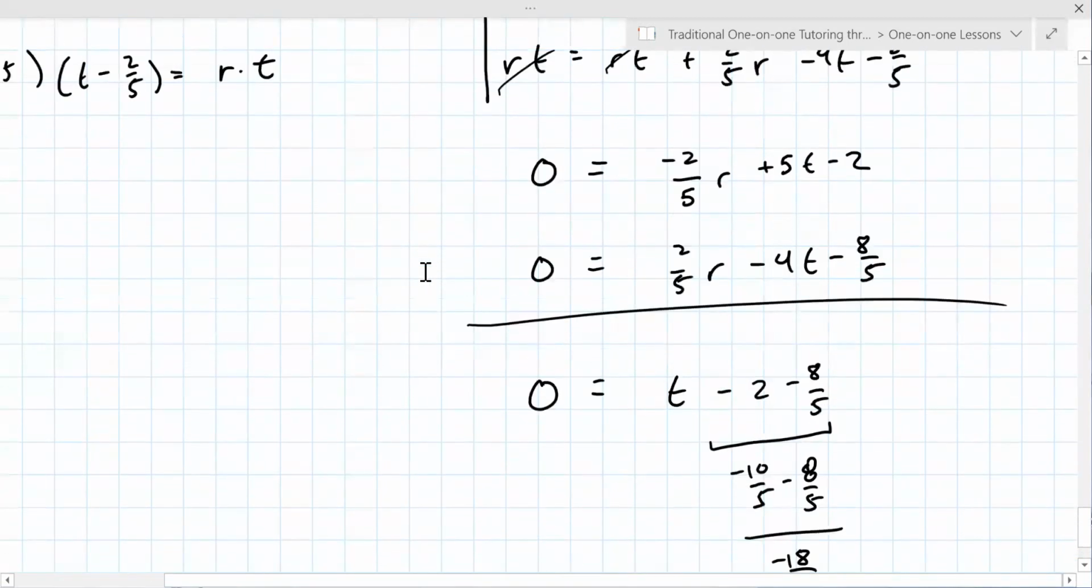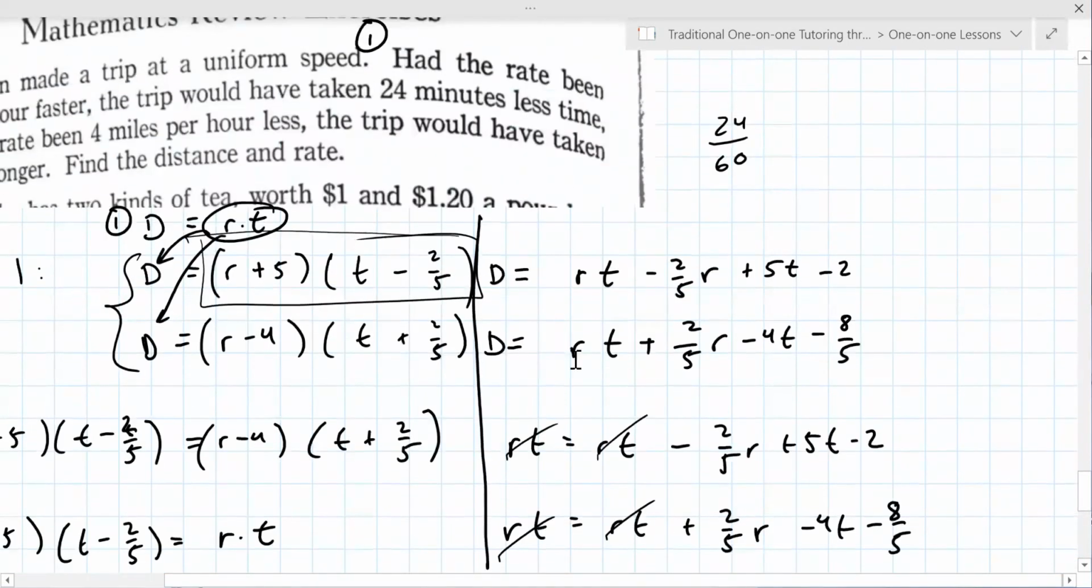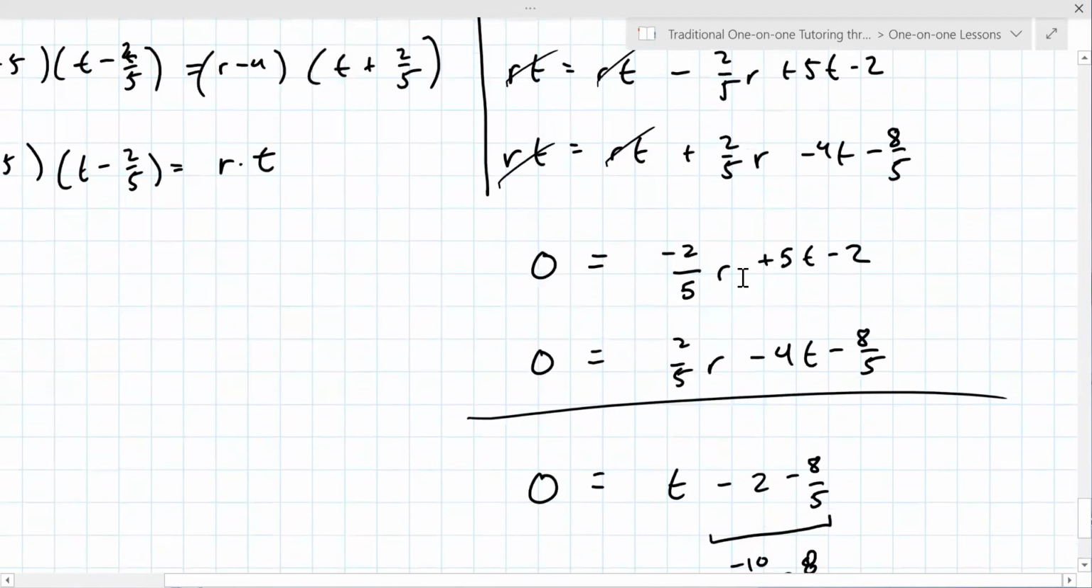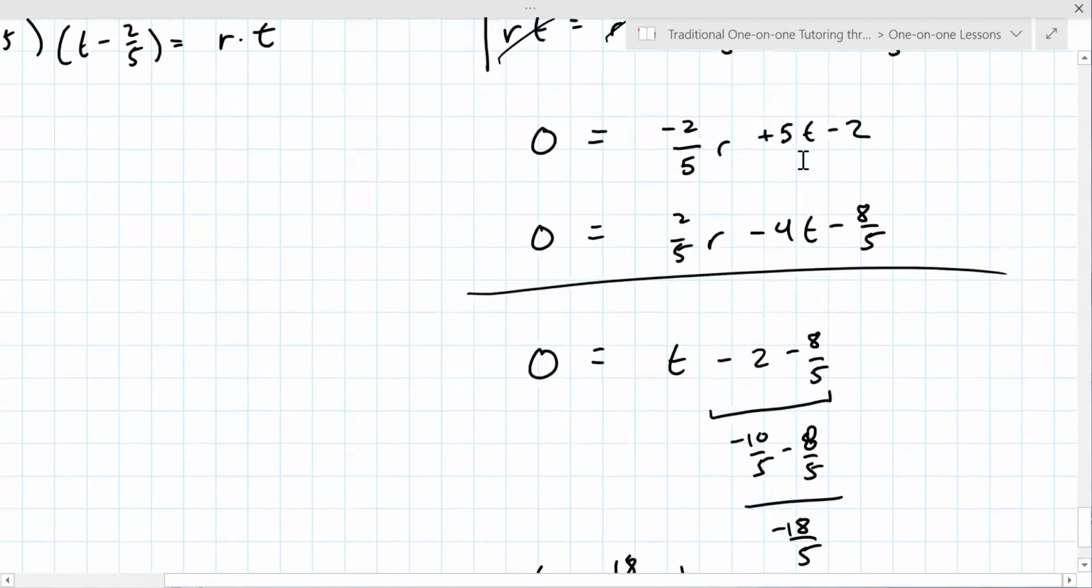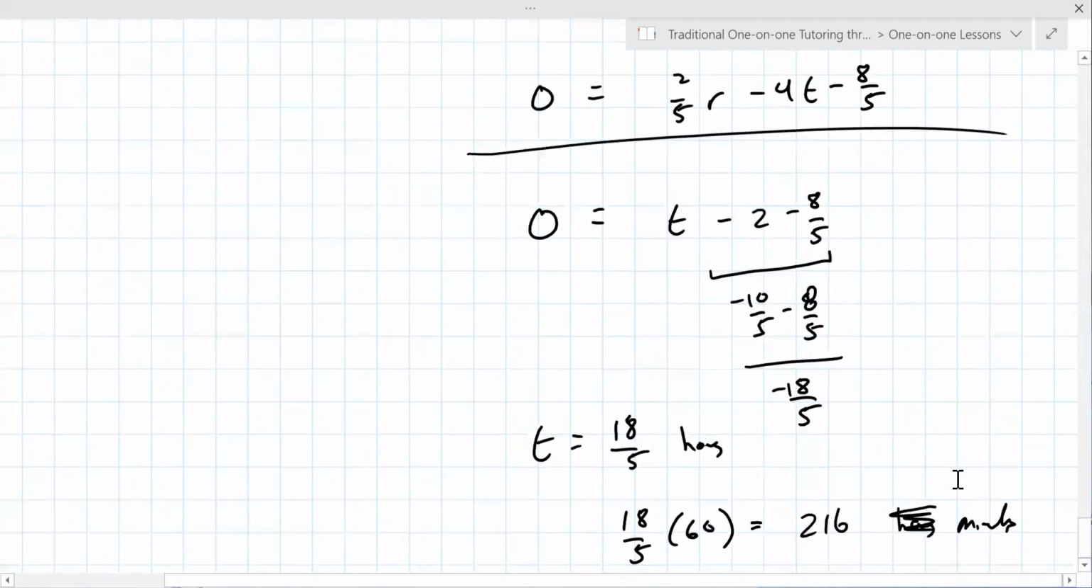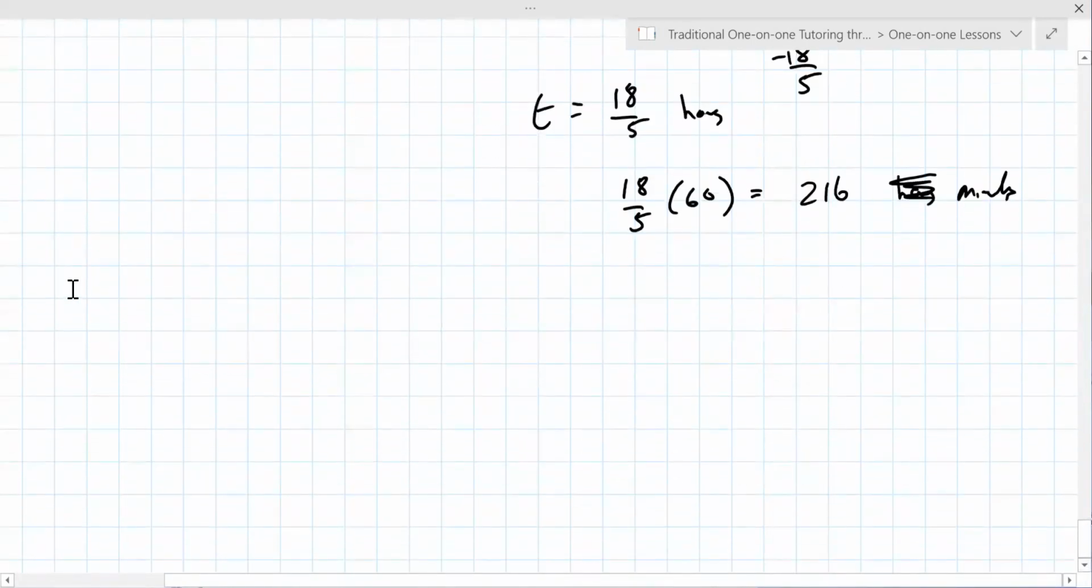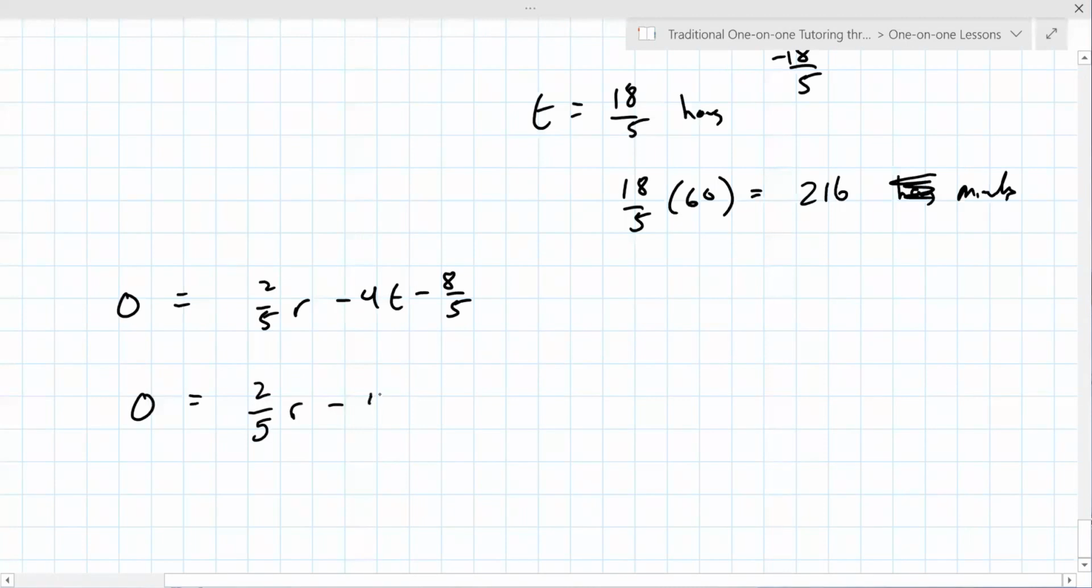So you go back to one of these problems where I give you the time, and then you can solve for the rate. All right. So let's use this equation here. Somehow that fits my eye better. Put it back over here. So the time is 18/5. So 0 equals 2/5 R minus 4 times 18/5 minus 8/5.